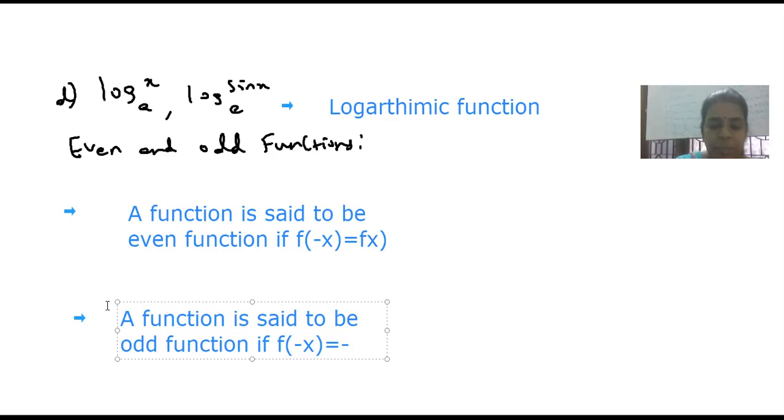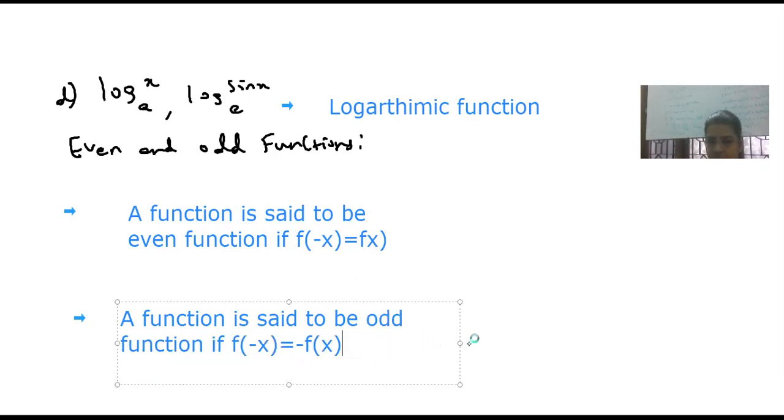Okay? So this is our odd function definition: f of minus x is equal to minus f of x. Clear? So the two functions, odd and even functions, are covered. Next is the concept of explicit and implicit functions. That's the next concept. Okay?